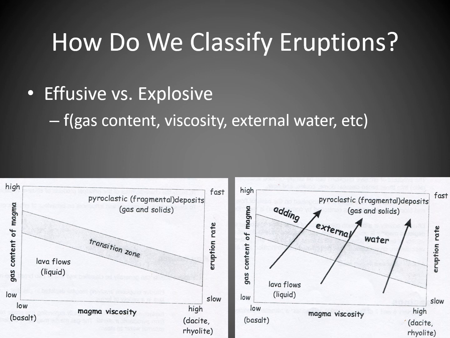So that's the second way we can classify eruptions, by the type of vent, whether it's a summit vent or a flank vent, or a rift zone, or whatever the feature is that the material exits through.